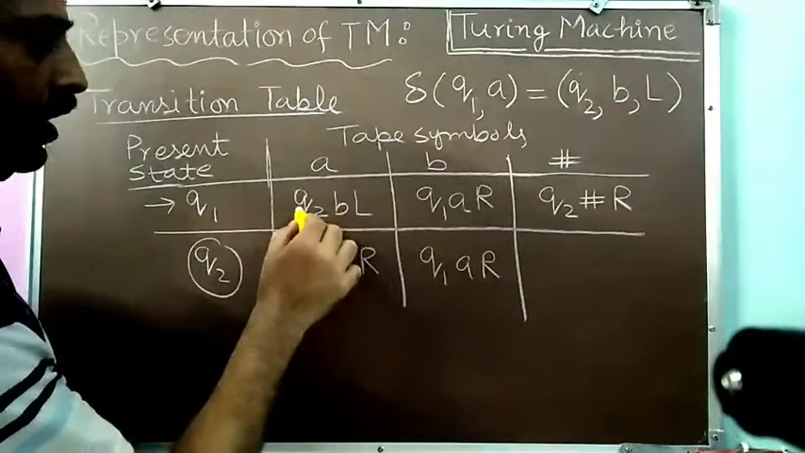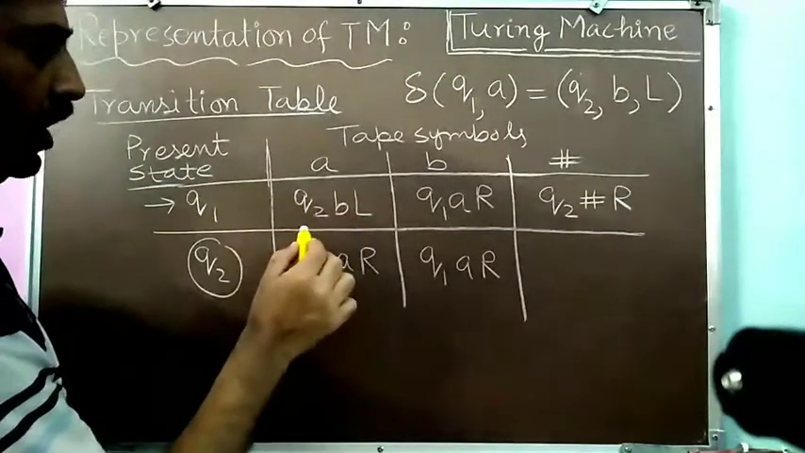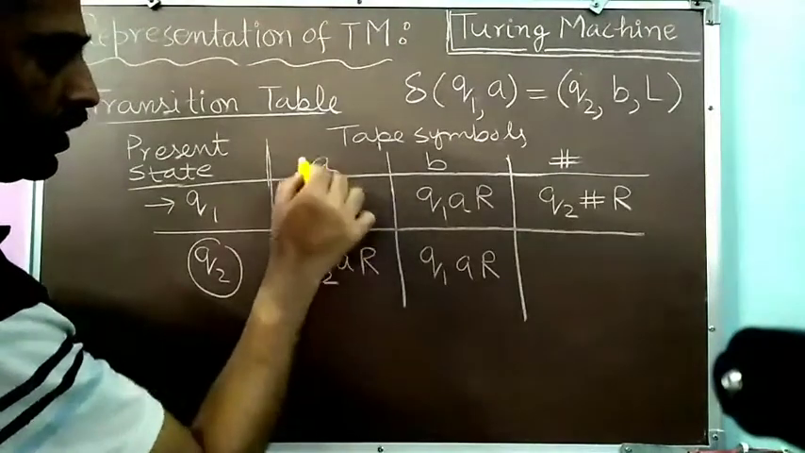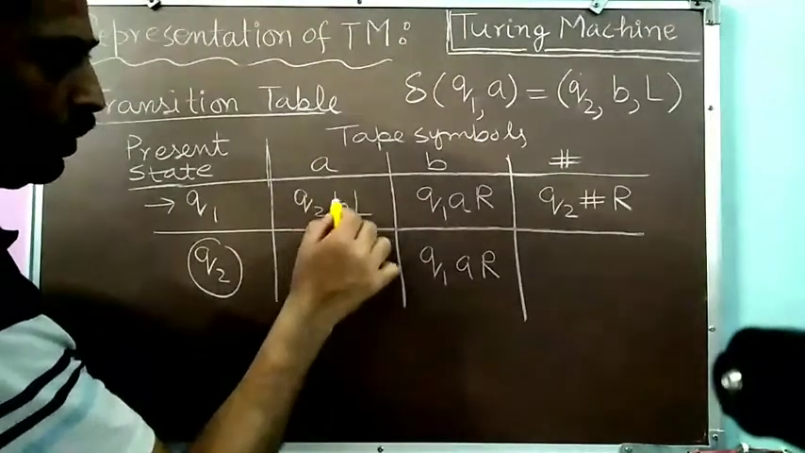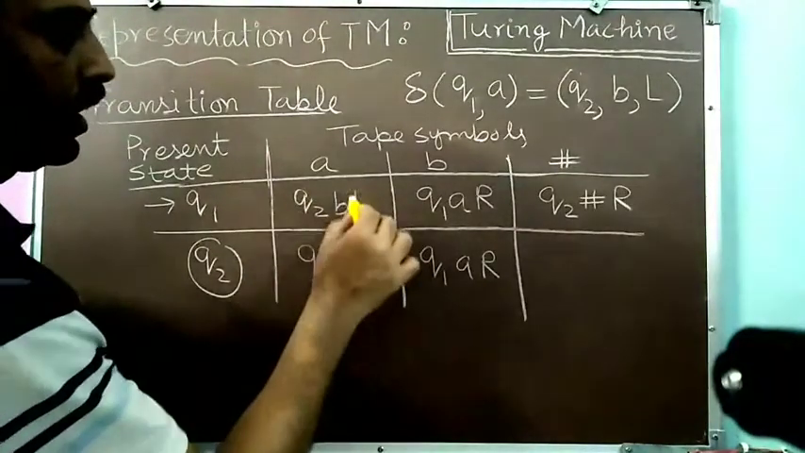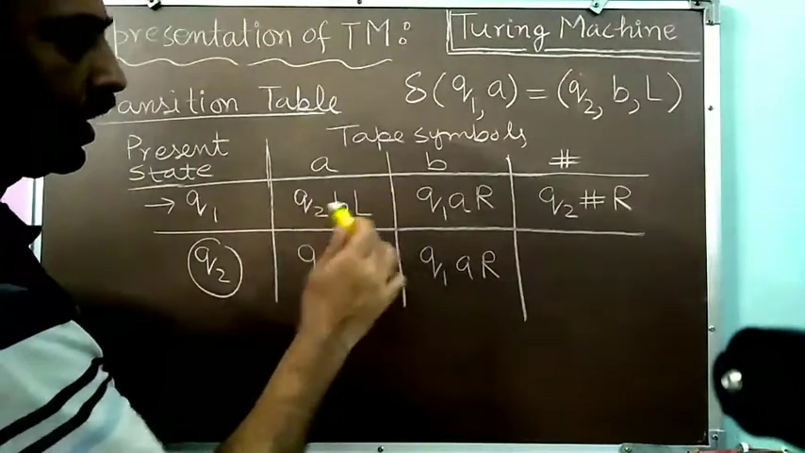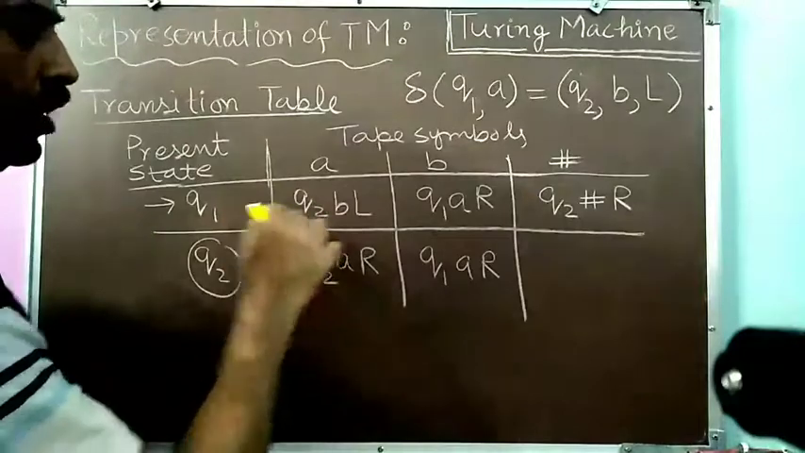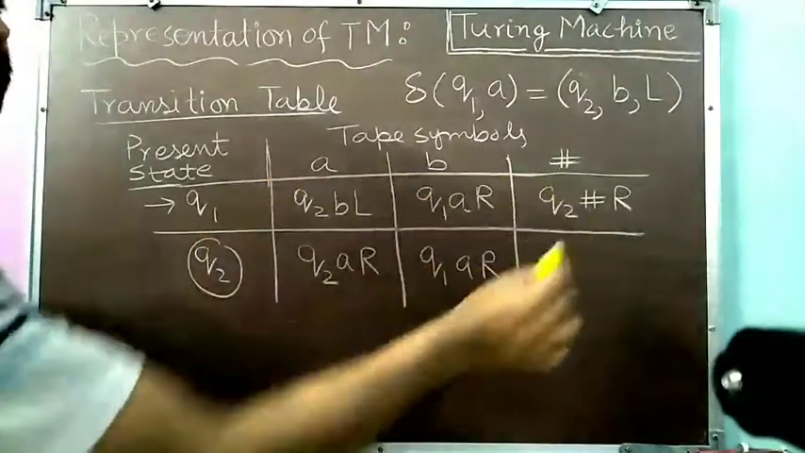This means I am telling what the next state should be, and what should be written in place of the current symbol A. So B has to be written, and then I tell whether the read-write head should move towards left or right. So this entry will come here. Similarly, I will make all the entries.